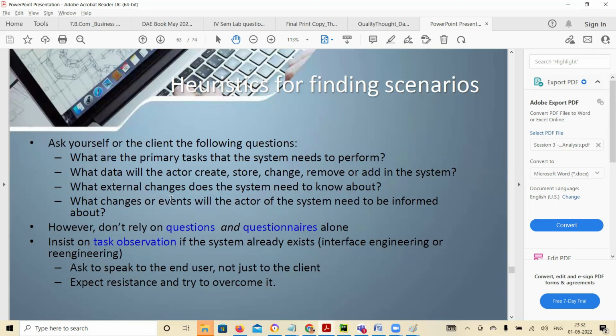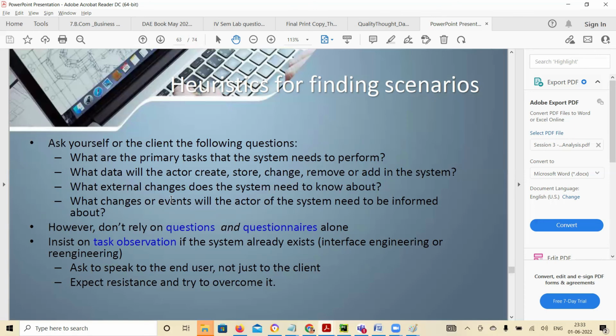The primary task: who performs the primary task, right? What data will the actor create, store, or change, right? In a movie, what would they sell, break, or whatever, right? So that's the point I'm talking about. What external changes does the system need to know about? The system I told you, right? The system is software that you are designing and somebody else is using.